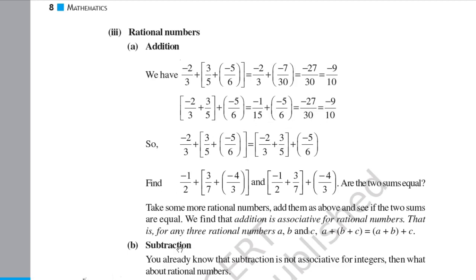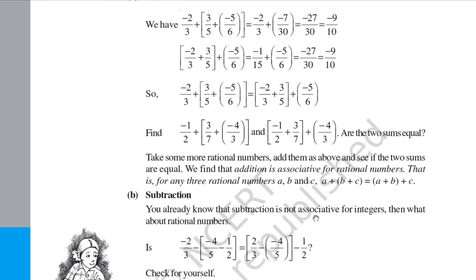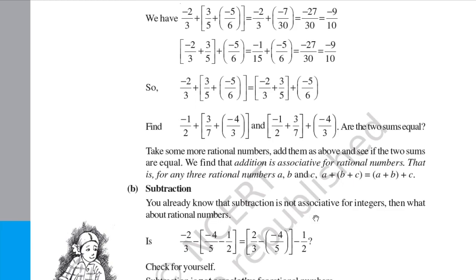Take some more rational numbers, add them as above, and see if the two sums are equal. We find that addition is associative for rational numbers. That is, for any three rational numbers a, b and c, a plus in bracket b plus c is equal to in bracket a plus b, plus c.